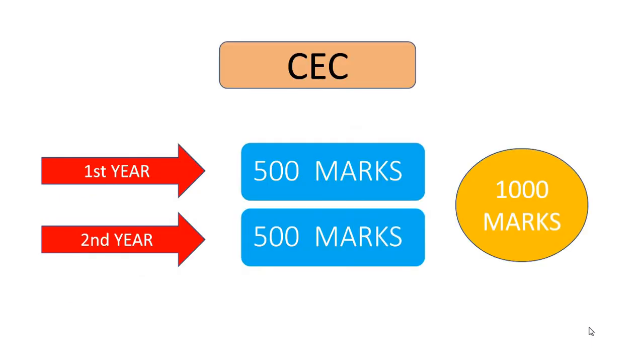If you see for CEC, that is commerce, economics and civics, for first year 500 marks, and for second year 500 marks. Note that there will be no practicals for CEC students. They will be having 500 marks in first year and 500 marks in second year. The total will be 1000 marks.